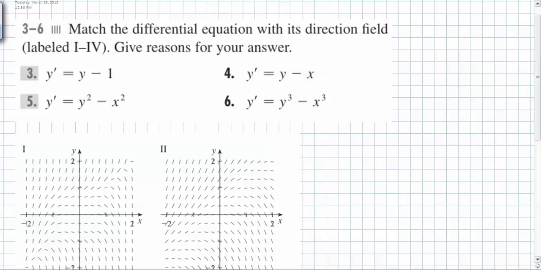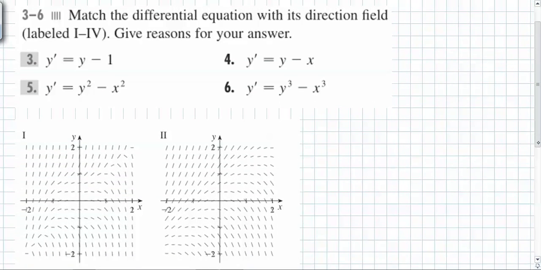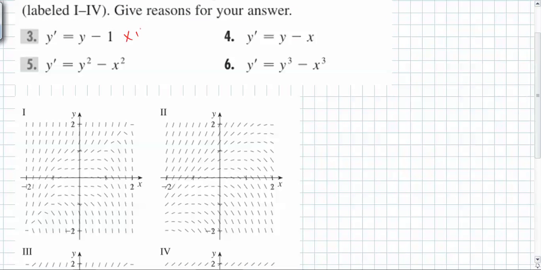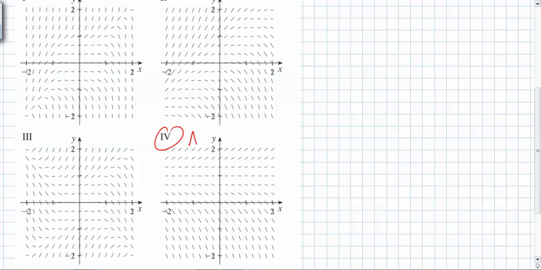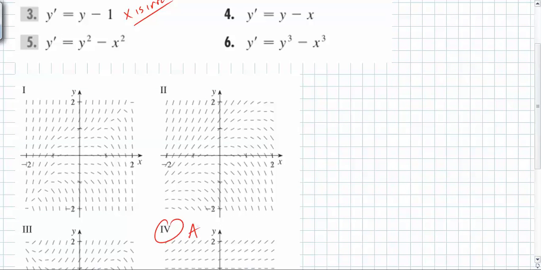So for 5 and 6, well, you're matching them, so you can match 3. It doesn't matter what x is on number 3, right? X is irrelevant, right? So which one does it only depend on the y value? 4. So that's definitely A, right? Or sorry, 3, not A, 3.